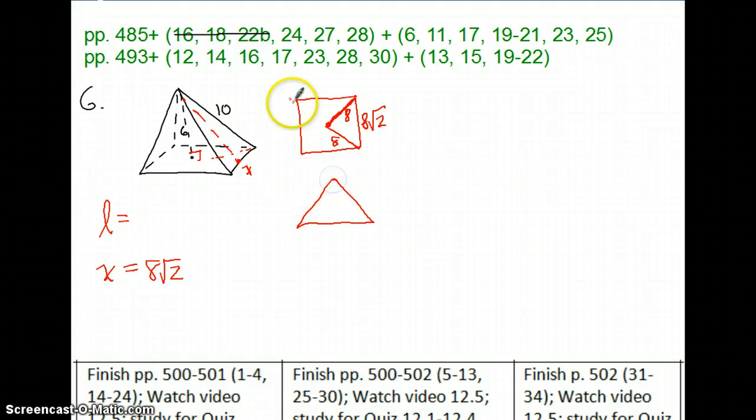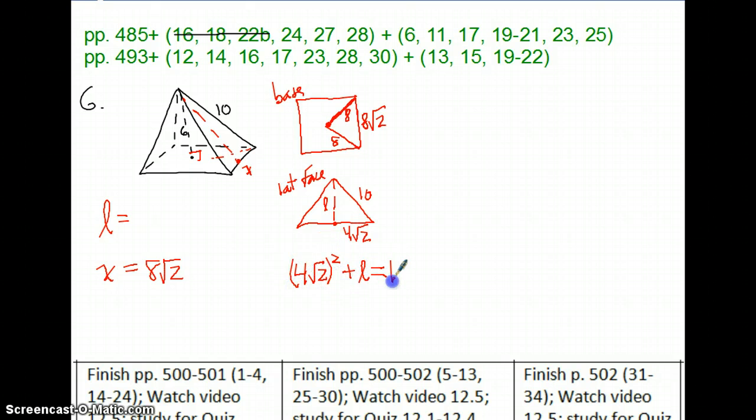If you look at a lateral face, so this was base. This is a lateral face. And I know this is 10, this is L. And this is half of this edge. It's kind of like from here to the corner, 4 square root 2. So I would say 4 square root 2 squared plus L squared equals 10 squared.